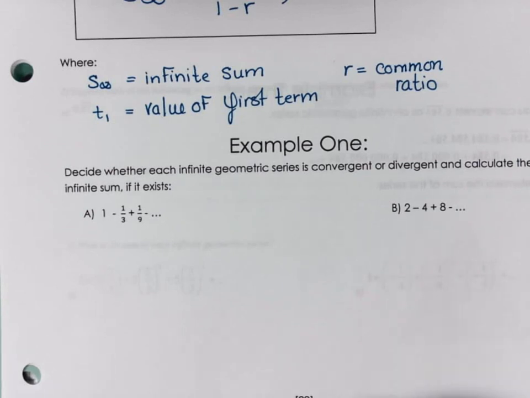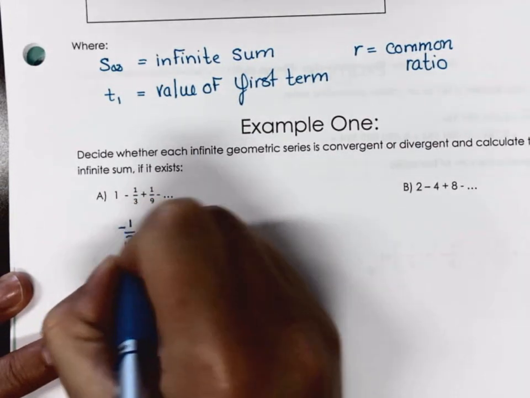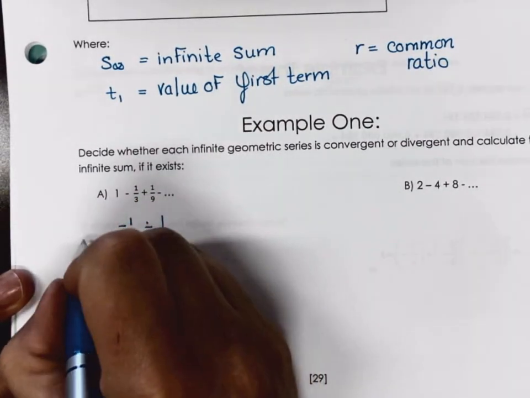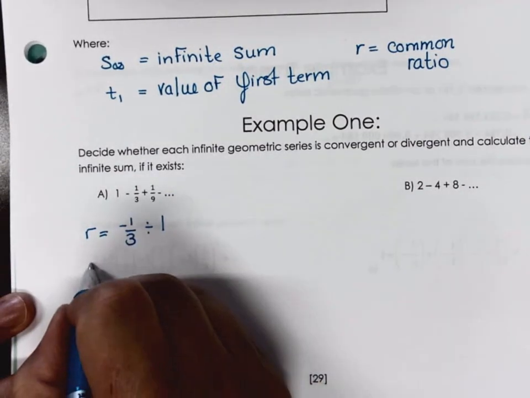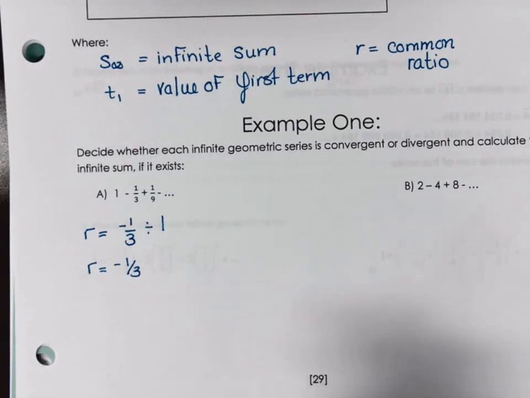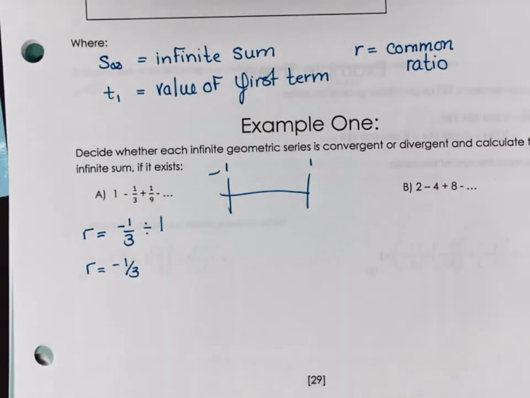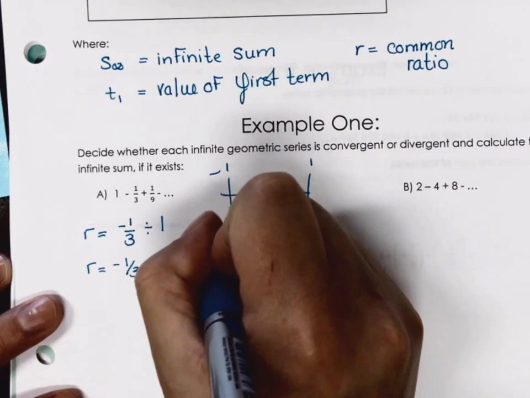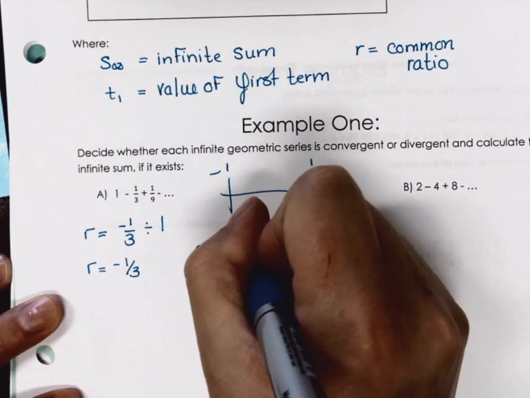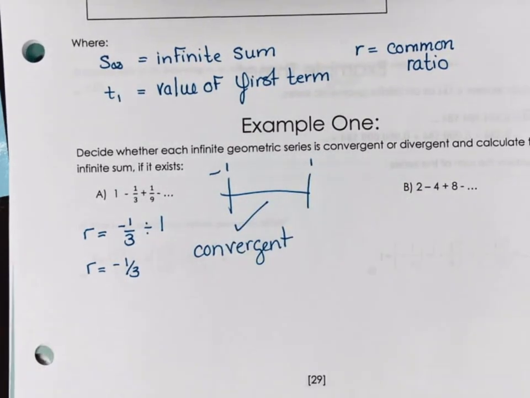No, numbers are getting bigger, right? So right away, I'm going to need to find the common ratio anyway, so let's take a minute and find the common ratio. I'm going to take -1/3 and divide it by 1. What do I get? -1/3. Good job, everybody. Is that on the number line between -1 and +1? Does it fit on that? Yeah, so we know it is a convergent series. So we can use the formula with a convergent series.